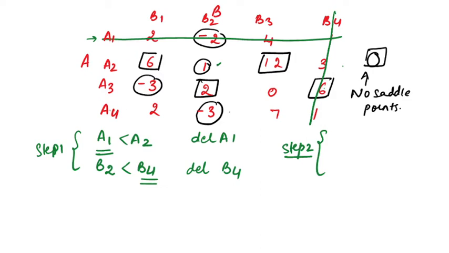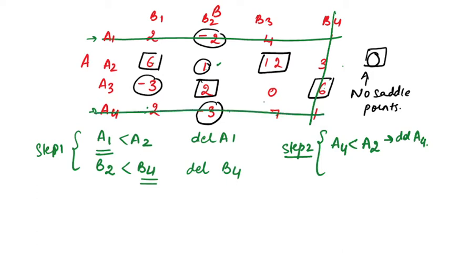Each element of A4 is 2, and each element of A2 is 6, minus 3, 7. 2 is less than 6, minus 3 is less than 1, 7 is less than 12. So each element of A4 is less than the elements of A2. So which row is to be deleted? Delete A4, the least one. So let's delete it.